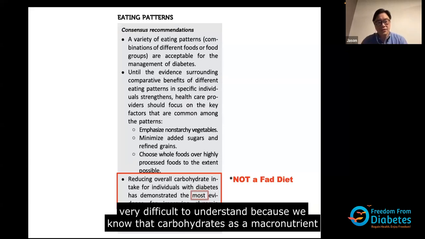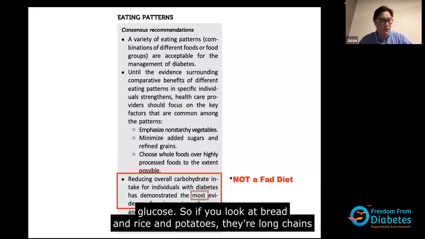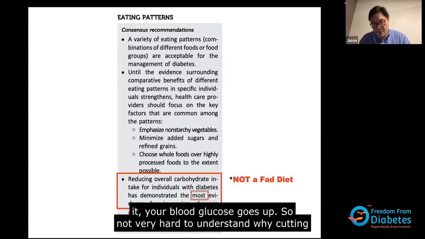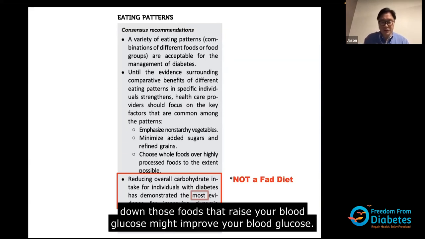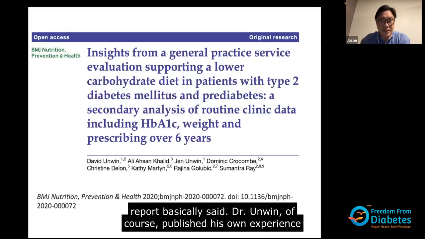Again, not very difficult to understand because we know that carbohydrates as a macronutrient raise blood glucose more than fat or proteins. Why? Because carbohydrates are glucose. So if you look at bread and rice and potatoes, they're long chains of glucose. And if you eat glucose and break it down quickly and absorb it, your blood glucose goes up. So it's not very hard to understand why cutting down those foods that raise your blood glucose might improve your blood glucose. It's very, very simple. And of course, it works. And that's what the consensus report basically said.